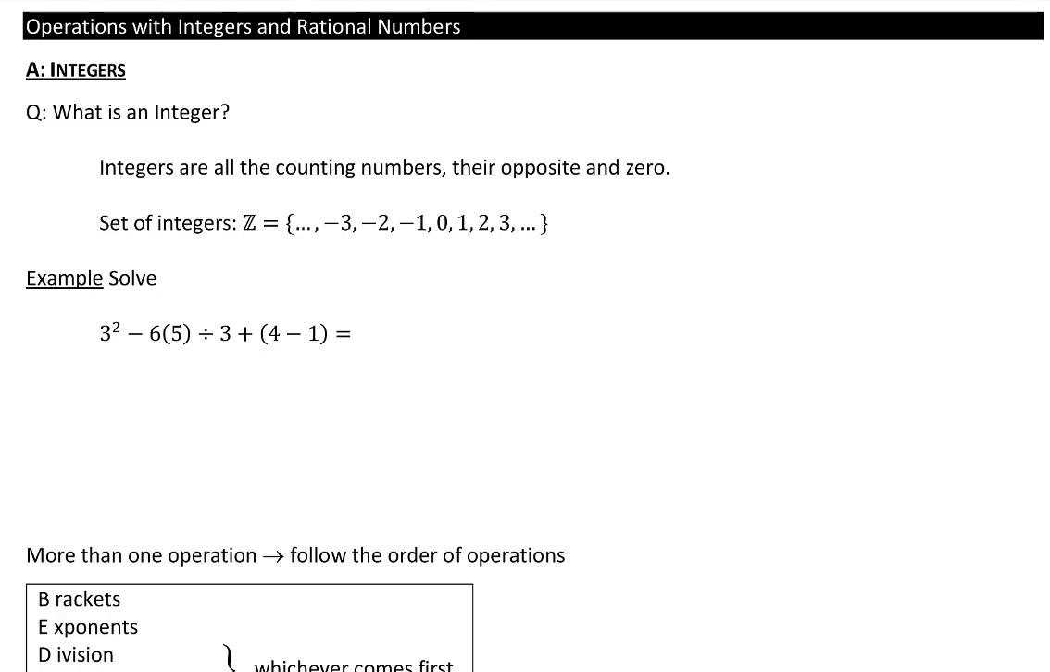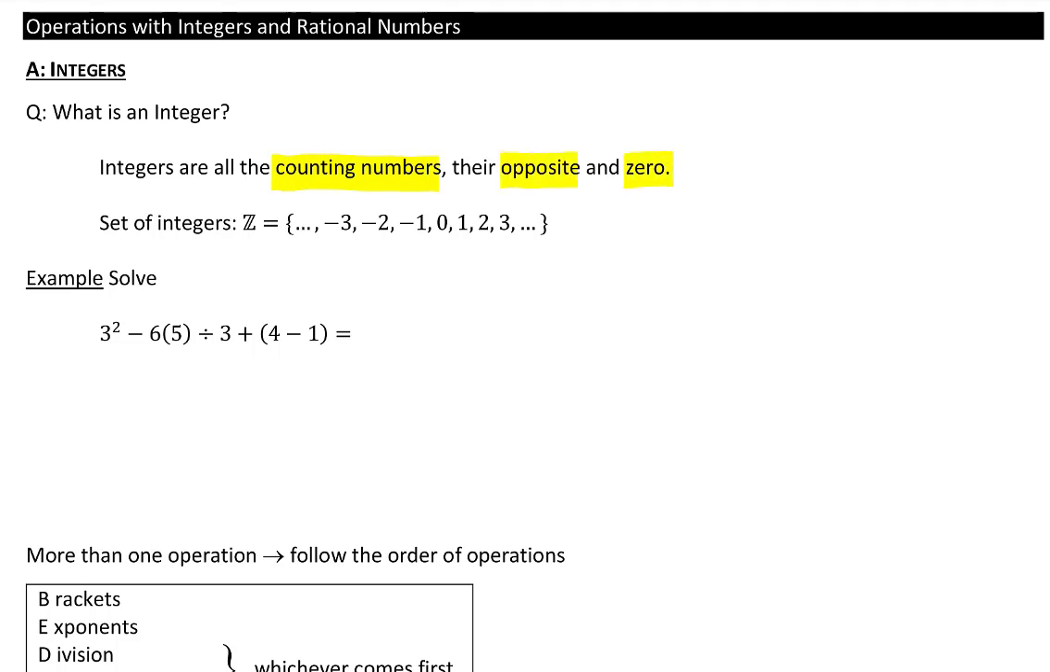So in this two-part video, we're going to look at operations with integers and operations with rational numbers. So first off, let's start with integers. So what is an integer? An integer is all the counting numbers, their opposites, and 0.